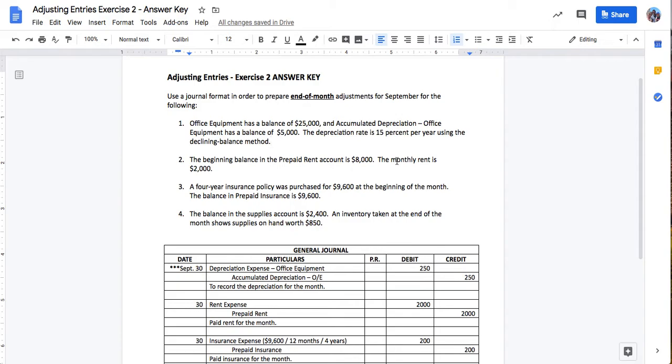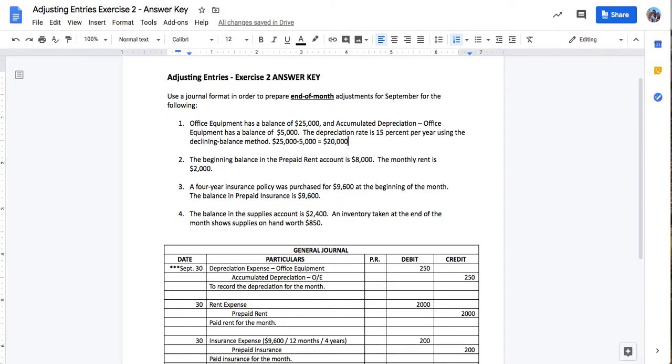So our office equipment is worth $25,000. We have already depreciated it $5,000. So that means in a previous exercise, we have taken $5,000 in value off of that asset. So the book value, or the estimated value, is $20,000. So the first thing I do for this question is I take my $25,000 value of my equipment, and I subtract the amount of money that I've depreciated already. So that gives me a book value of $20,000. So far, so good.